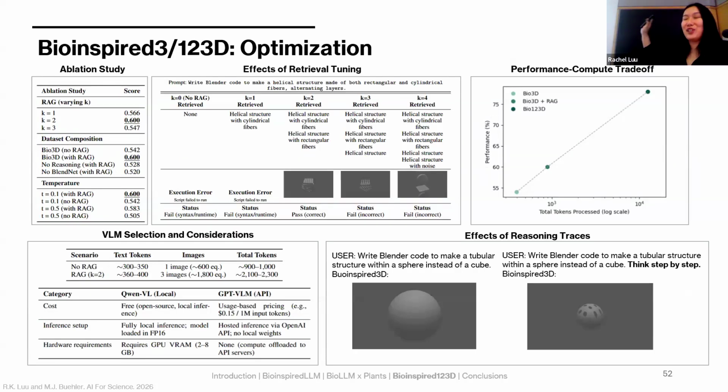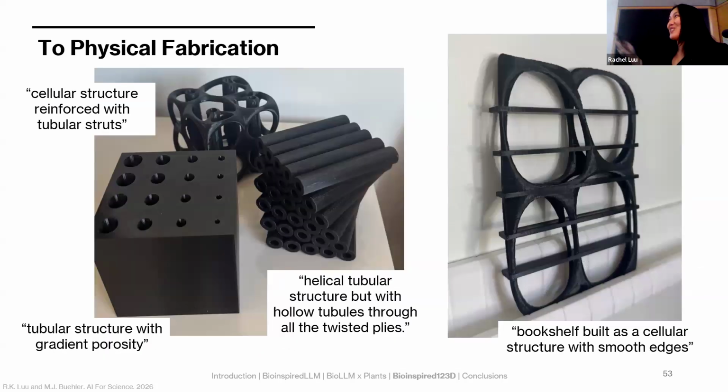I'm not going to go into all this, but a bunch more analysis is also available in the paper recently published in AI for Science. We're also evaluating a lot of the VLM selection, the effects of reasoning, and performance-compute trade-offs. But more interestingly, these pretty pictures show that we could 3D print these models and do downstream fabrication. All of these are novel models generated by our system and then simply 3D printed on an FDM printer.